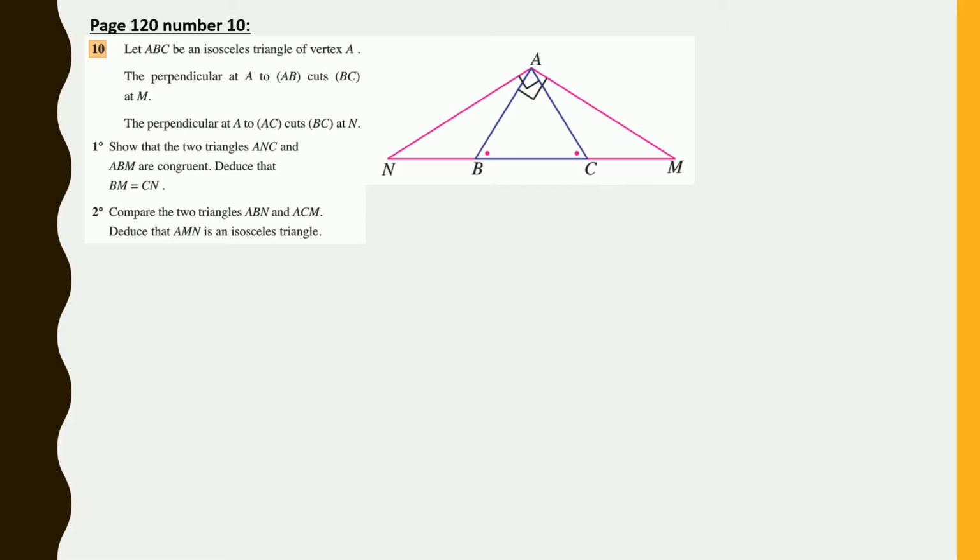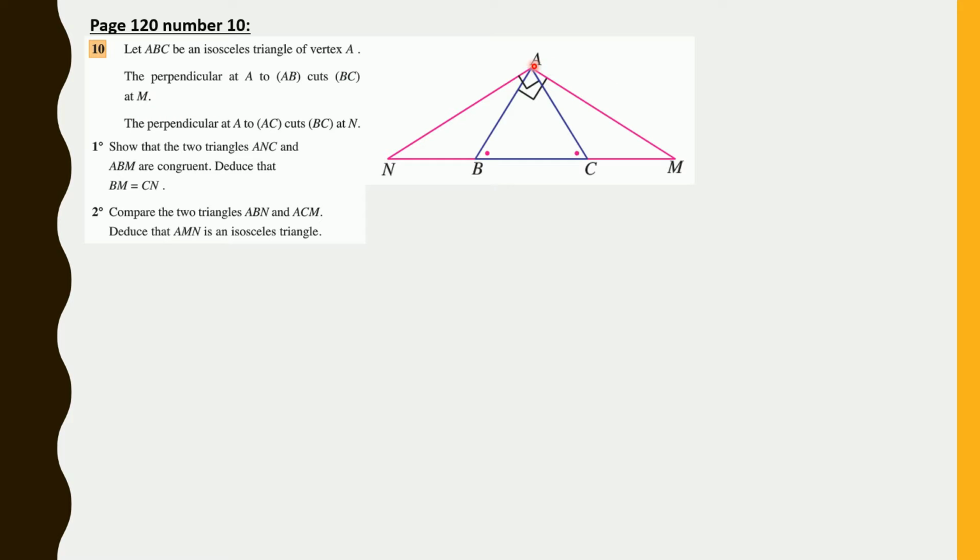Hello students, today we are going to solve page 120, number 10. Let ABC be an isosceles triangle of vertex A. The perpendicular at A to AB cuts BC at M.